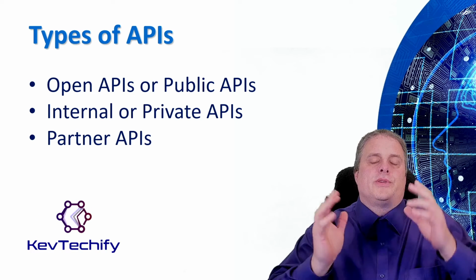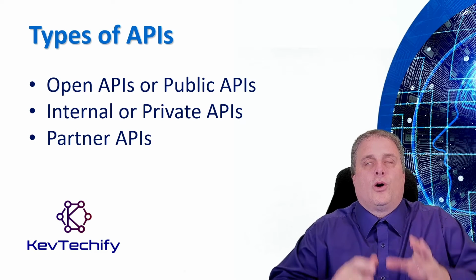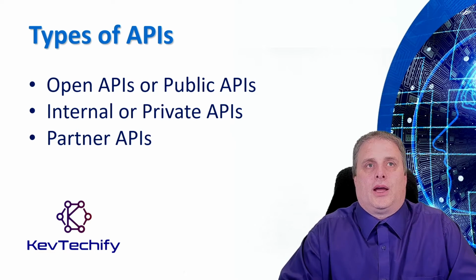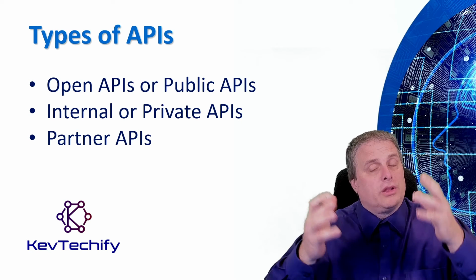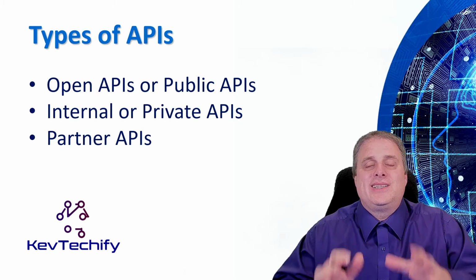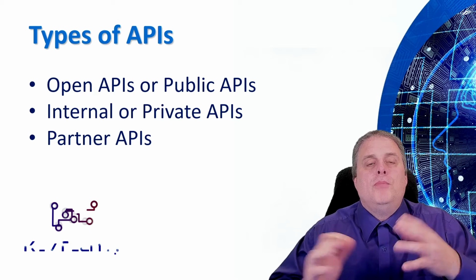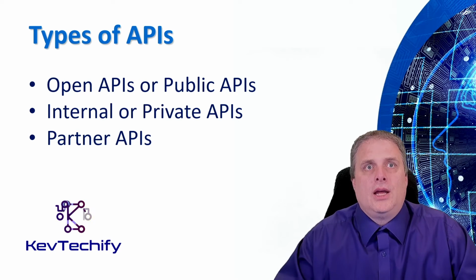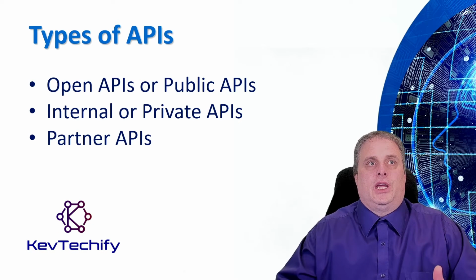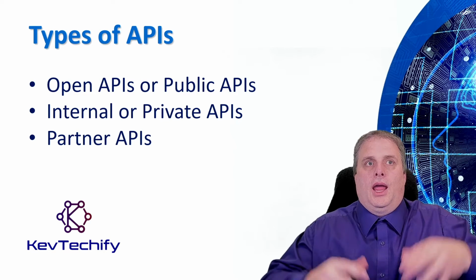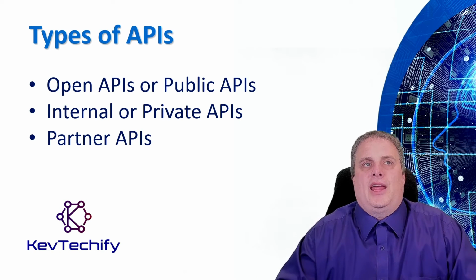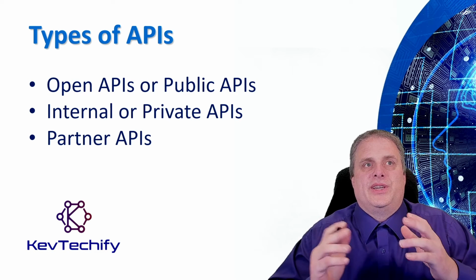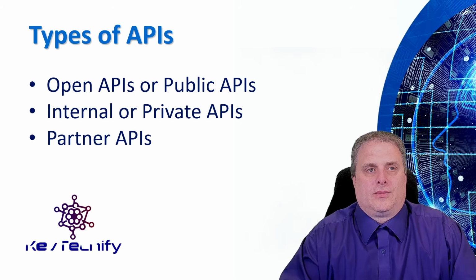There are a couple types of APIs. The first one is an open API or a public API. Anybody can access these. It's open, there are no restrictions. Because these APIs are public, many of these API providers require the user to get a free key or a token. What this does is help control the number of API requests to receive and process.